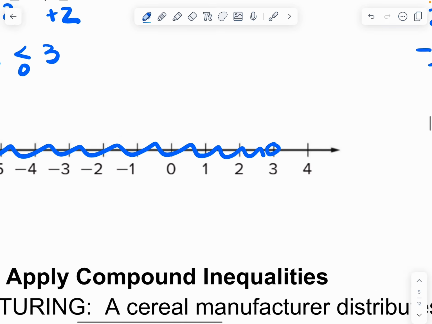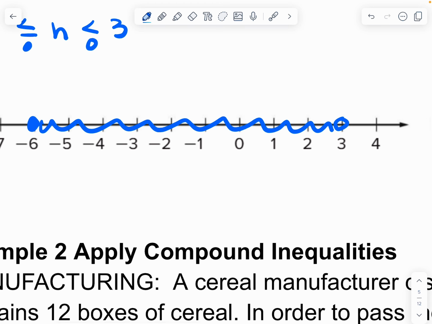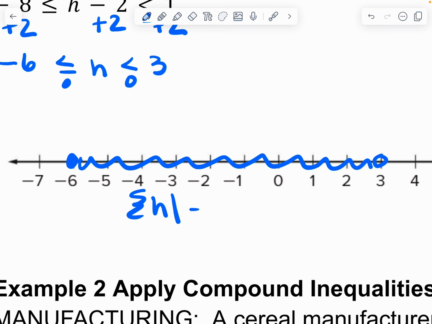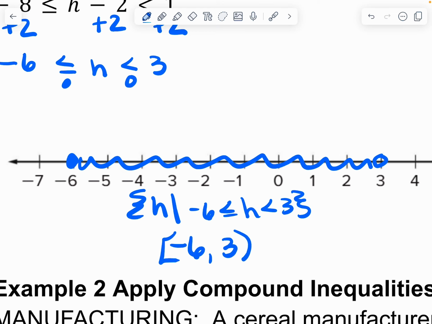Let me go back here and let's do set notation for this one. It's going to be -6. Oops, what am I doing? H such that -6 is less than or equal to h, which is less than 3. That was a horrible, there we go. If I was doing interval notation, I write down the -6, write down the 3. The 3 is not included, so it gets a parenthesis.